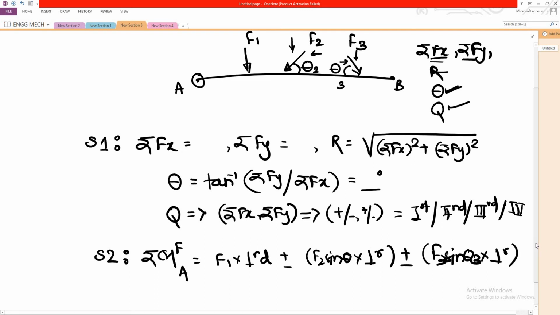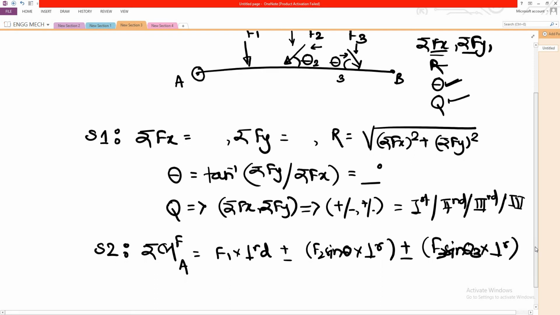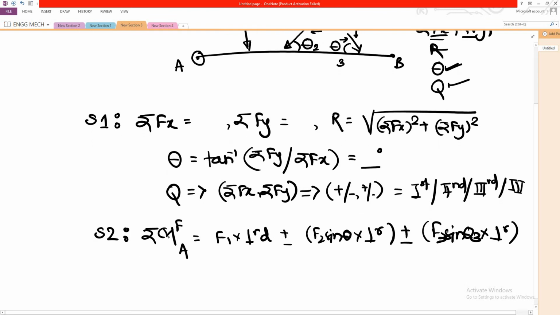When we will be discussing an actual numerical, then this specific concept will again be clarified. Then step number 3. The step number 3 is the actual application of Varignon theorem. What is that Varignon theorem we are talking about?